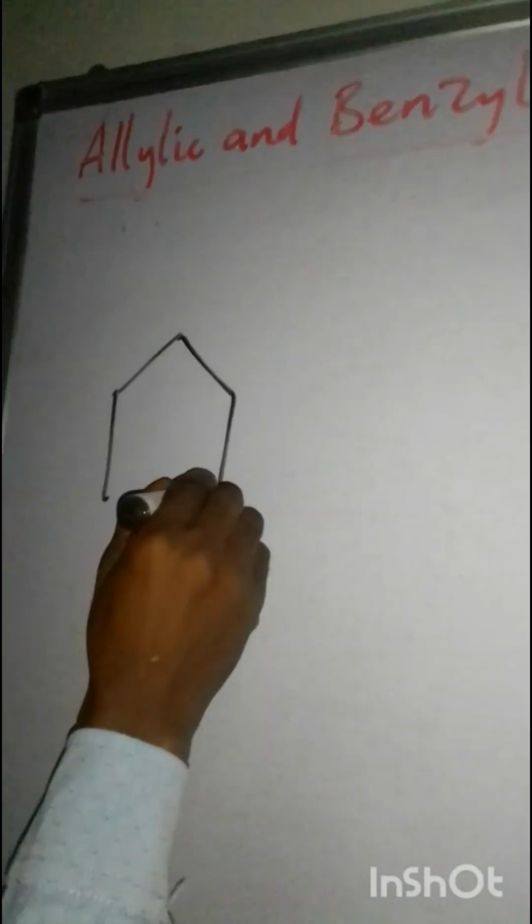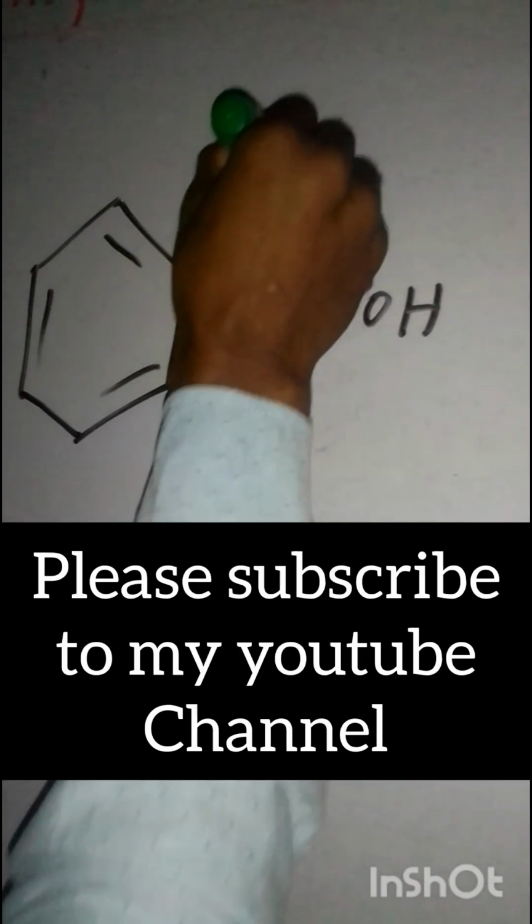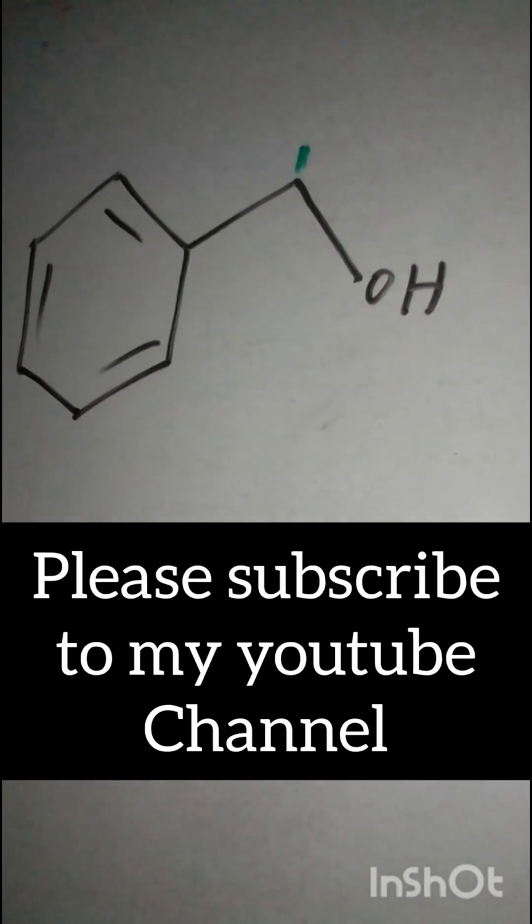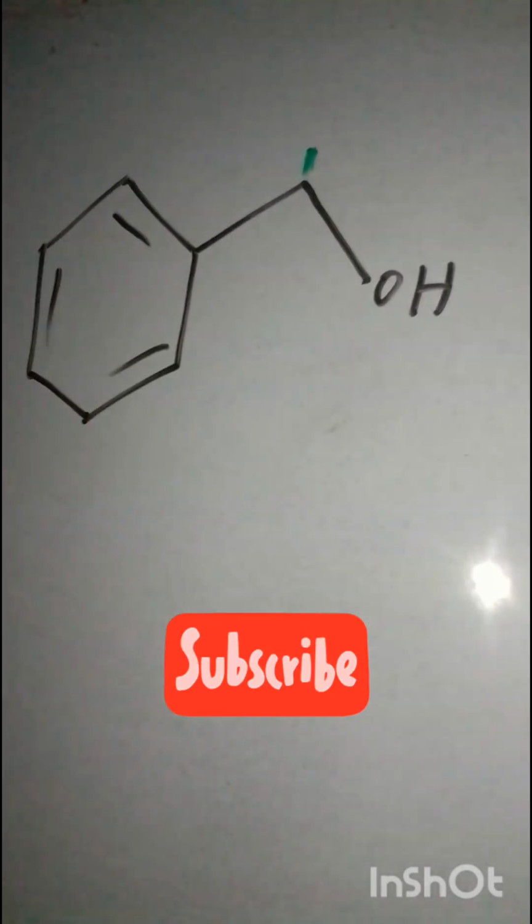Okay, let's look at benzylic alkanols, where we have a phenyl group directly bonded to a carbon that is bonded to OH. Okay, let's name this first. You will see that this OH is bonded to carbon number 1, and there's no other carbon except the carbons in the phenyl group. Therefore, this is the only carbon in this alkanol that is bonded to the phenyl group, apart from the phenyl carbons.